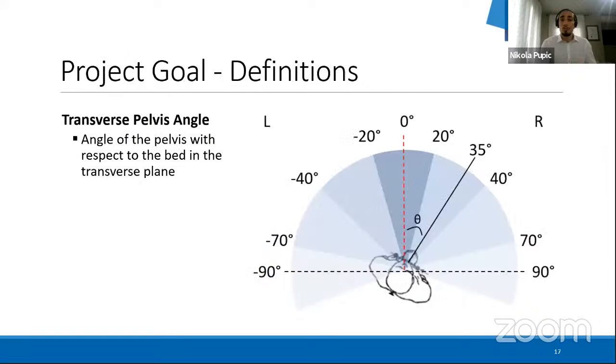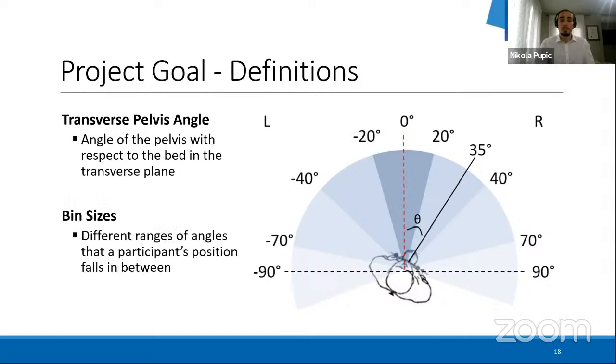There are two important definitions when looking at my project goal, which are the transverse pelvic angle and the bin sizes. If we take a look at the figure on the right, the transverse pelvic angle is represented by theta, and it is defined as the angle between the 0-degree reference line and the line perpendicular to the pelvis in the anterior-posterior direction. The bin sizes are different ranges of angles that a participant's position can fall in between, and they will determine how precisely we will predict the position, where a narrower bin means a more precise prediction.